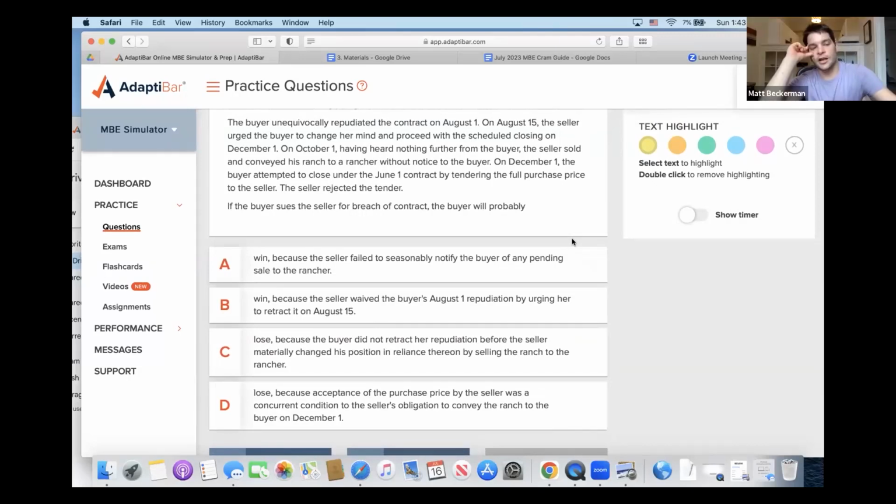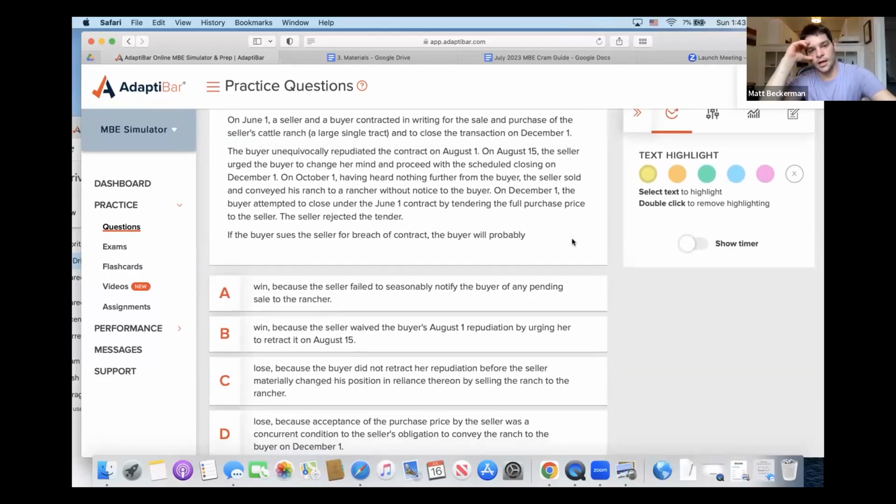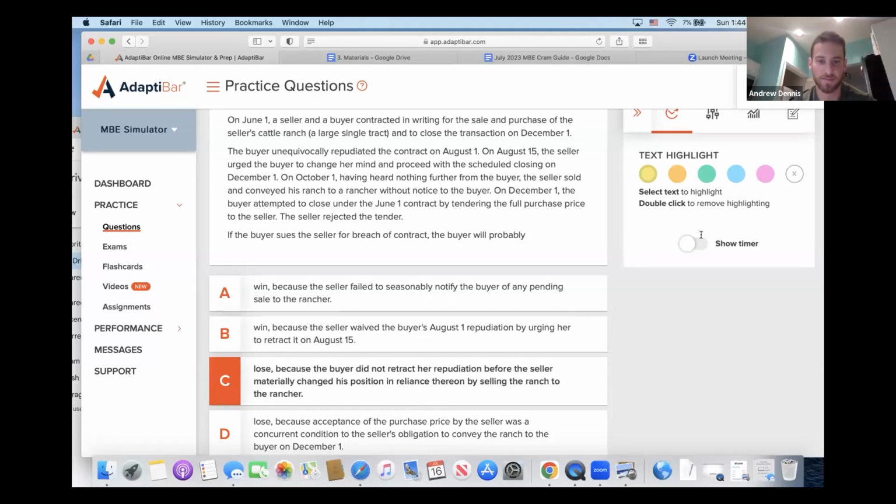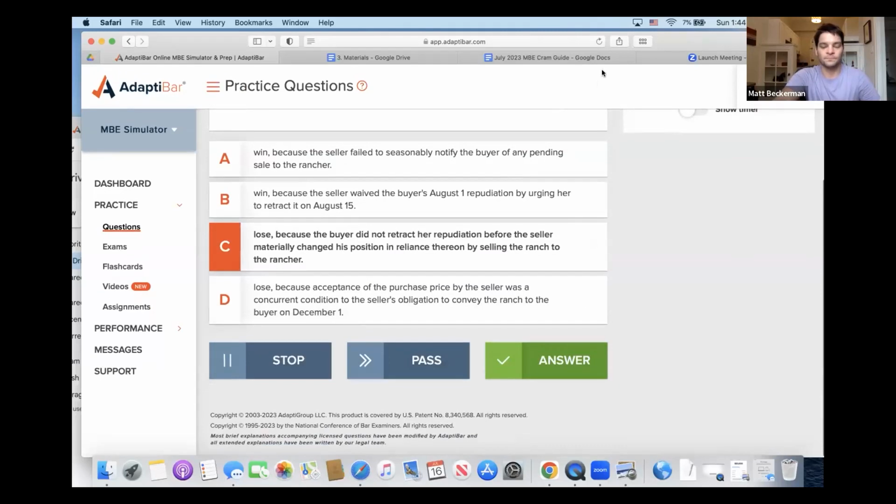So this is a classic contracts question. Anticipated repudiation. There actually is a repudiation, but even if you repudiate, you can still retract and perform as long as you haven't breached yet, unless the other party materially changes their position based on the repudiation. Yeah, and everyone got it right.